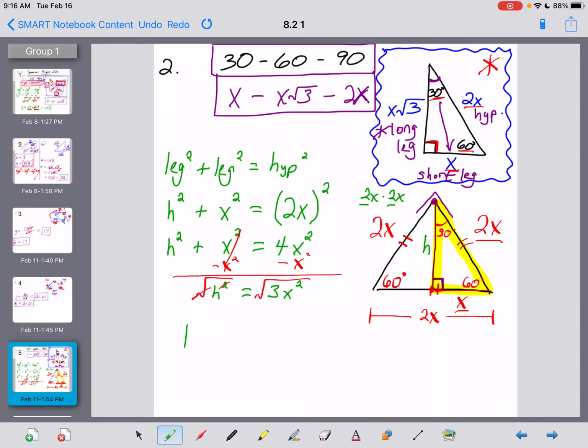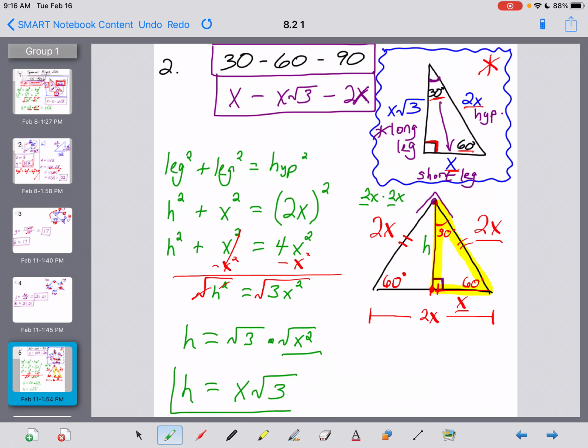Okay, we're going to get h is equal to, now the square root of 3x squared, we're going to break that up the same way we did back in the first slide. This is the square root of 3 multiplied by the square root of x squared. And you can't do anything with the square root of 3, you guys. It is what it is, but the square root of x squared becomes just x. So h is x multiplied by the square root of 3.